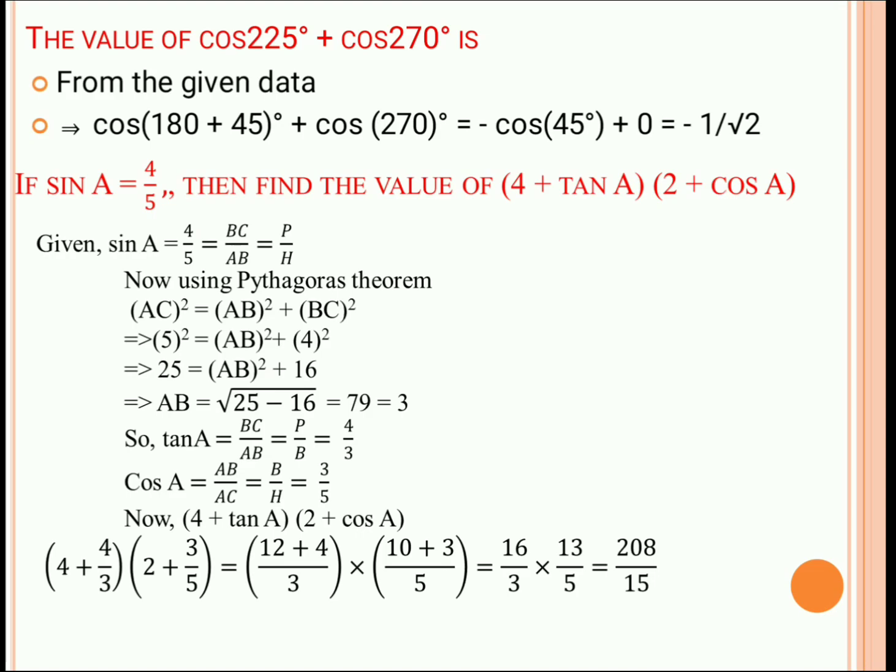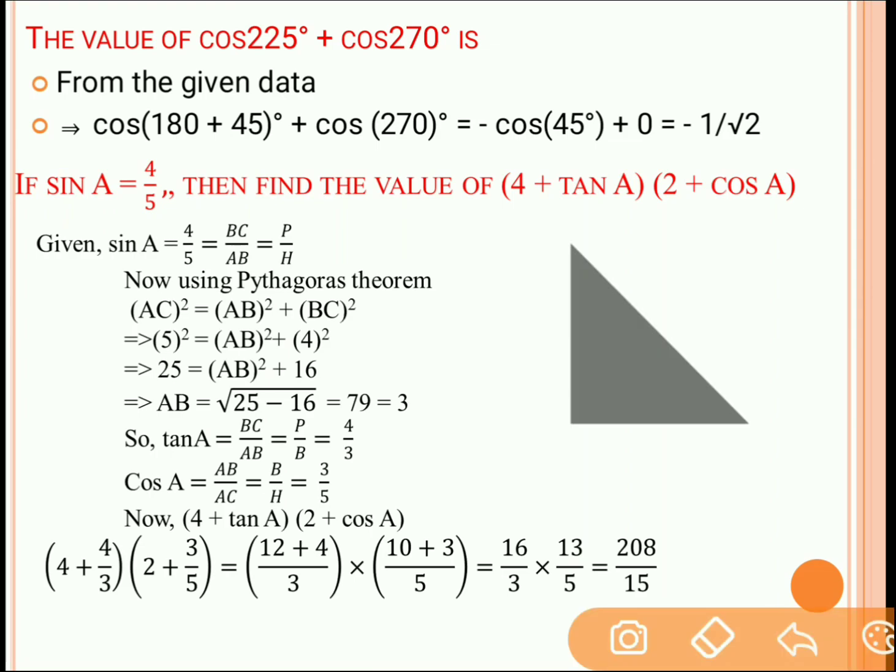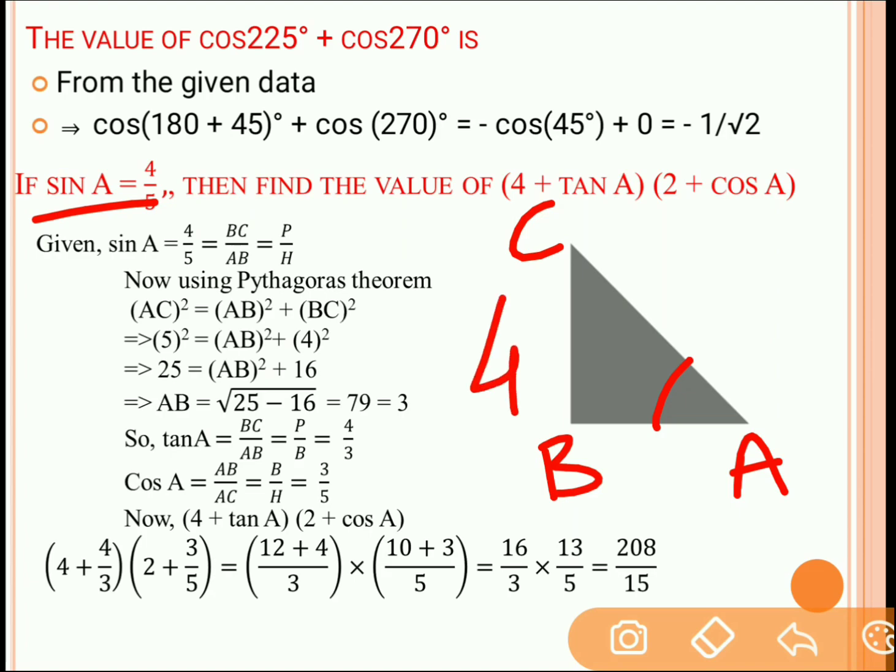If the value of sine A is equal to 4 by 5, then find the value of 4 plus tan A into 2 plus cos A. Now over here we can say that the value of sine A is equal to 4 by 5. Let's consider a right angle triangle ABC with right angle at B. Now sin A is equal to 4 by 5 means what? For angle A, it is the opposite side upon hypotenuse. So the opposite side is 4 and the hypotenuse is 5.